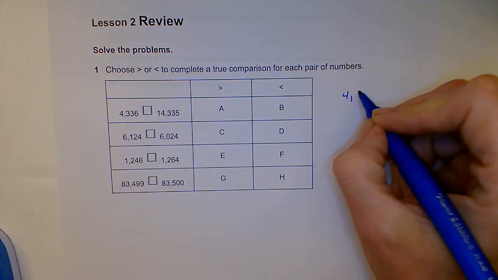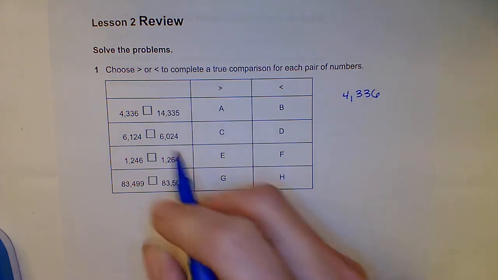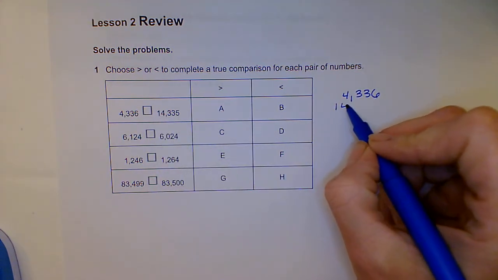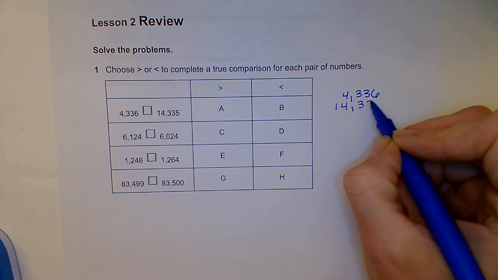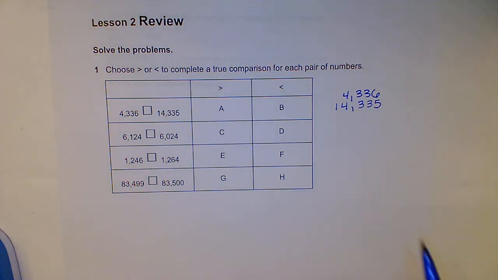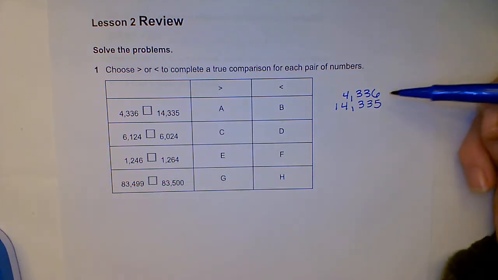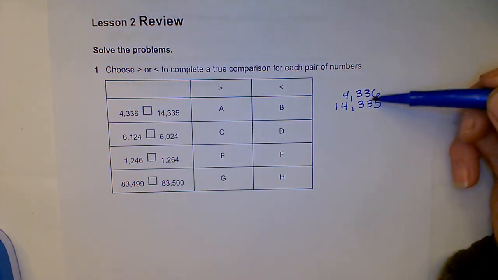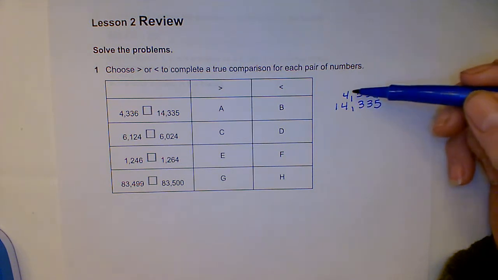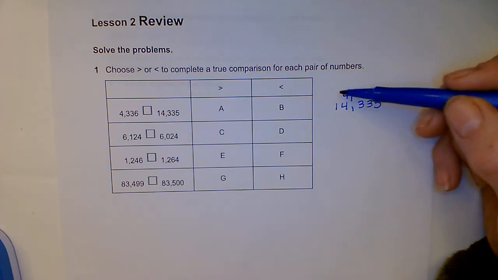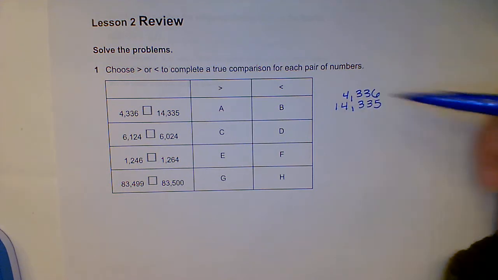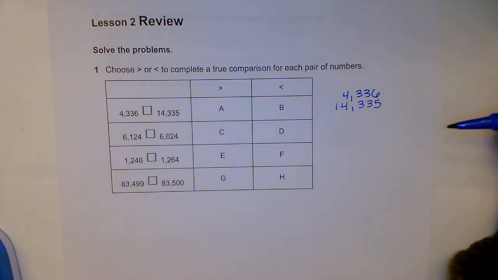So I want to compare 4,336 with 14,335. Now, I really hope that all of you have noticed that I stacked them on top of each other very carefully. I lined up all my place values. So my ones are over my ones, my tens over my tens, my hundreds over my hundreds, my thousands over my thousands. And here I know there's no 10,000, but if it were, it would be right over the other 10,000. The other thing to pay attention to is that my commas are lined up, and that's a really great way to make sure that you're lining things up carefully.